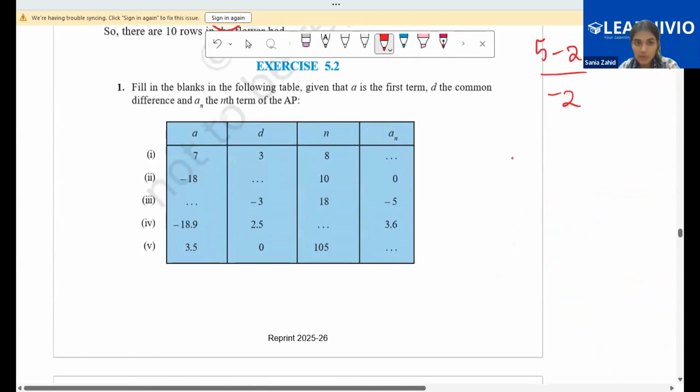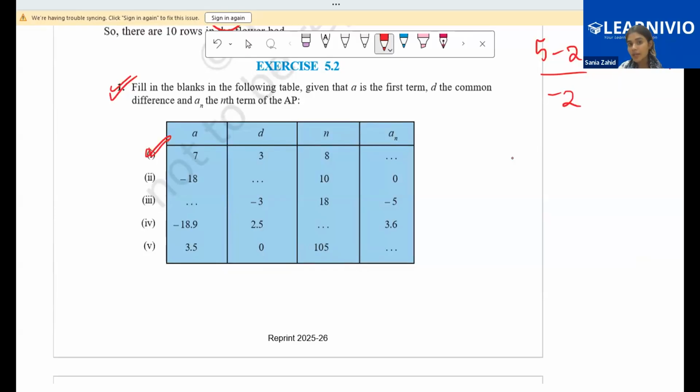Now we come to the exercise. Now, this is an interesting question. What is given to you is a chart and various different values are given. And you have to fill in the missing values. Take the first one. The first one says A is given to you as 7, D is 3, N is 8, and you tell me what is an? What's the nth term? So the nth term, we are talking about the eighth term. So they're asking you the value of the nth term. Can you tell me what will be the value of the eighth term?